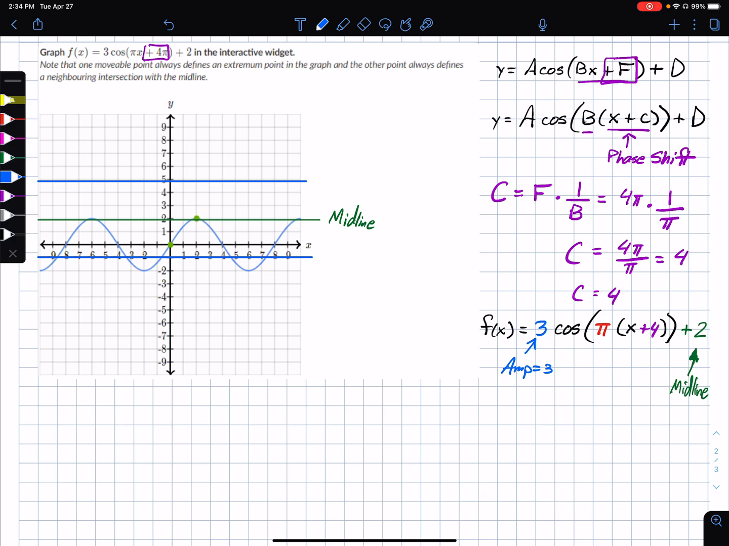So those are the so-called fence lines, 3 above, 3 below the midline. Now we got to talk about anchor points. Typically, cosine, which is what we're dealing with here today, starts at the top of its amplitude right on the y-axis. That's typically where cosine starts. What we have inside here, and I'm going to focus on this first, is the phase shift of 4 to the left.